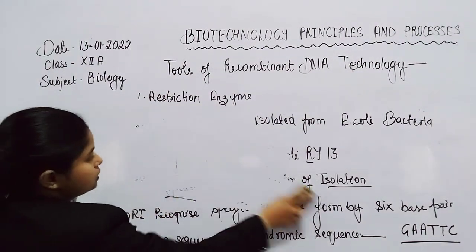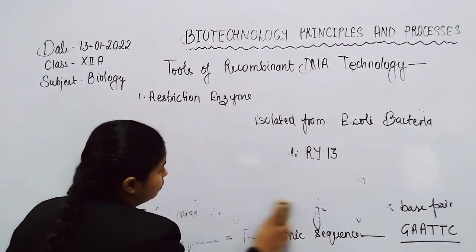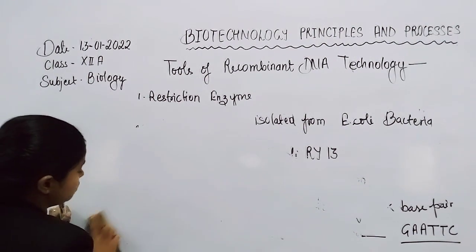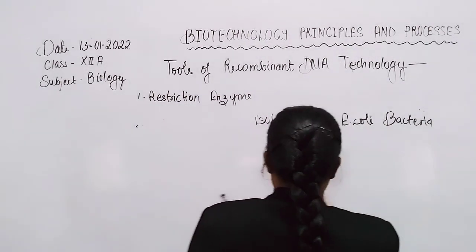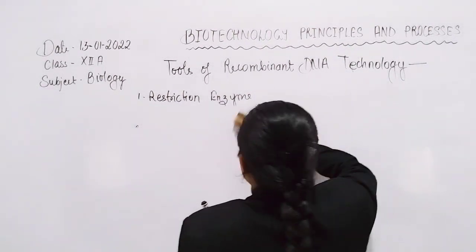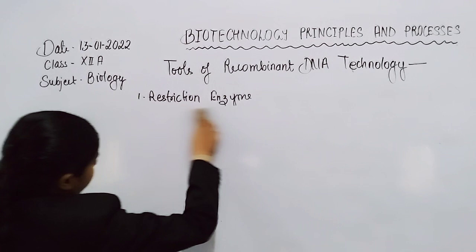Now let us discuss in the genetic material why this is a palindromic sequence, and why we need the restriction enzyme.